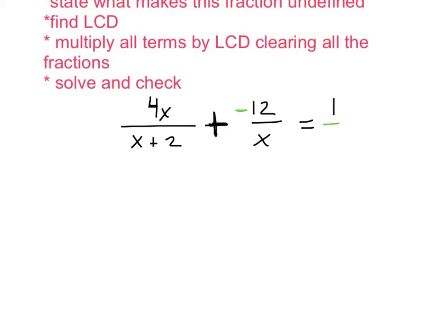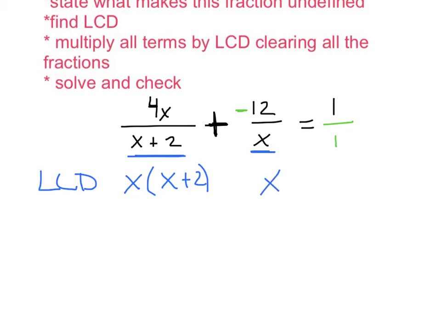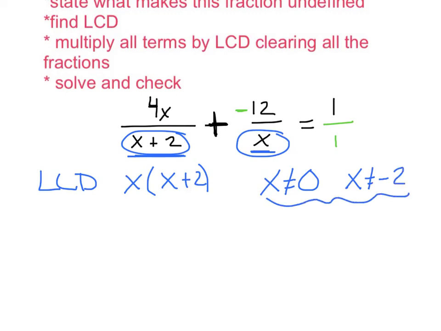All right, I'm going to put this over a 1 and say, what is my common denominator? Well, remember, my LCD is the plain old x, and then the binomial x plus 2. So I have the monomial x and the binomial x plus 2. And I already forgot step number 1 here. I've got to state what makes this fraction undefined. Since x is a denominator here, x cannot equal 0. And here, x cannot equal negative 2. So if I get any of those answers, I have to reject them.